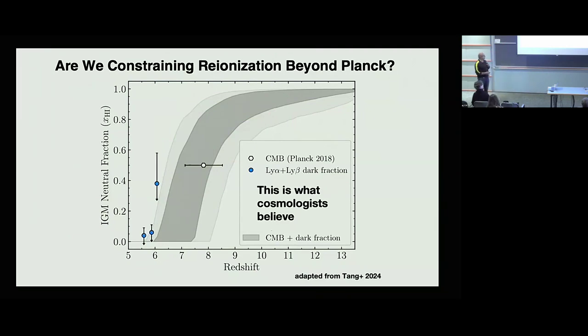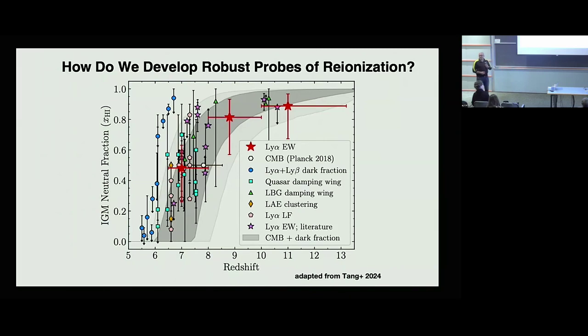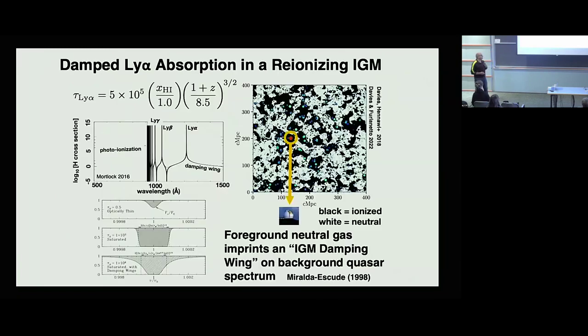So the issue is really that nobody believes any of this. You can put a point on a plot, but nobody actually believes any of these constraints. And so we need to figure out how to work harder such that cosmologists and others will actually believe what we're doing when we say we're constraining reionization.